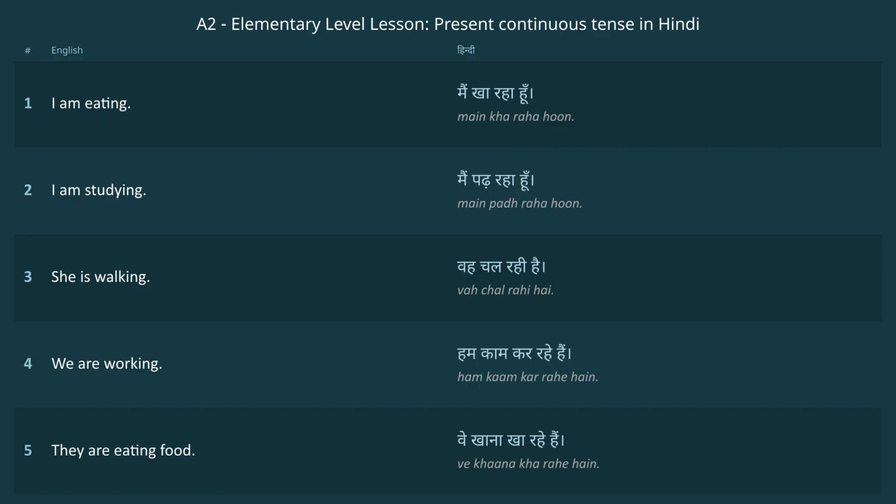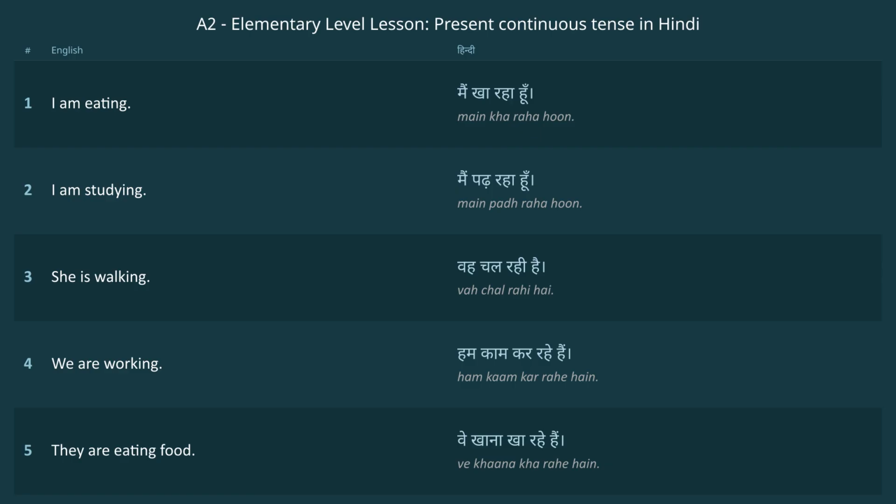Now let's try studying. Super common. I am studying. How do you say I am studying in Hindi? मैं पढ़ रहा हूँ. मैं पढ़ रही हूँ. Nice. By the way, padh is study or read depending on context. If someone is sitting with a book, it could mean reading. If they're doing homework, studying. Same word. Very handy.